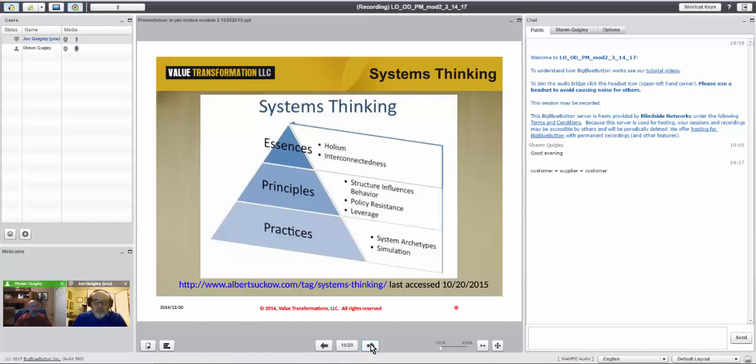We also talk about principles, structures, and influences, behavior, policy resistance, and leverage, okay? They almost seem like all the same thing, right? So policy resistance: you change something. Everybody, what's the natural response to a change? Oh, it worked better the other way. Why are we doing this stupid thing? I'm used to it being this way. Why did you change it?